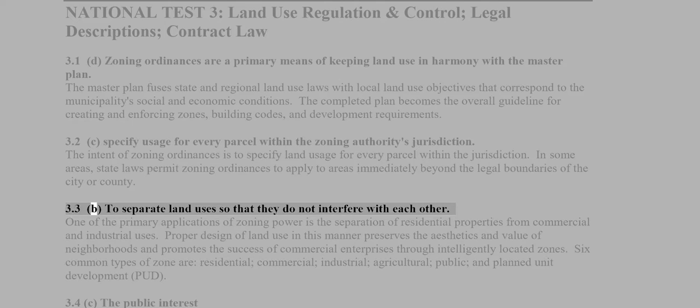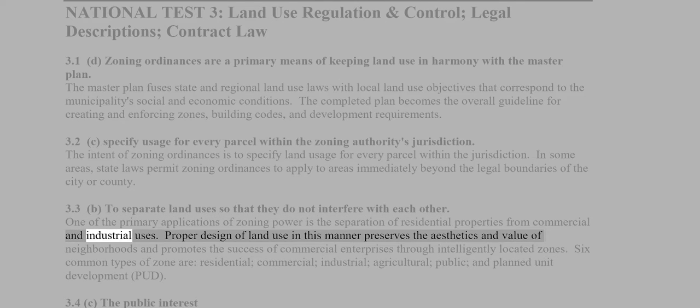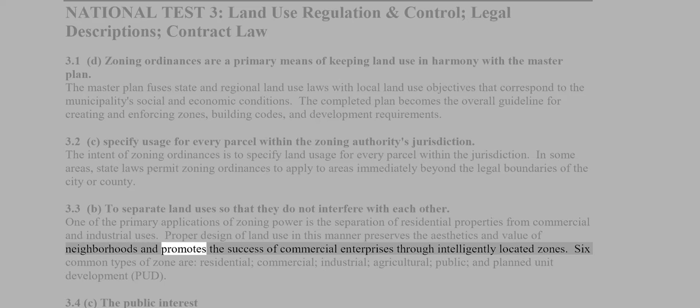3.3 B. To separate land uses so that they do not interfere with each other. One of the primary applications of zoning power is the separation of residential properties from commercial and industrial uses. Proper design of land use in this manner preserves the aesthetics and value of neighborhoods and promotes the success of commercial enterprises through intelligently located zones.